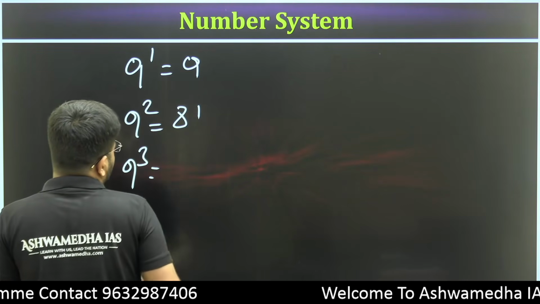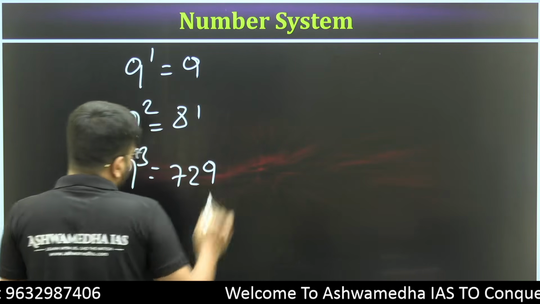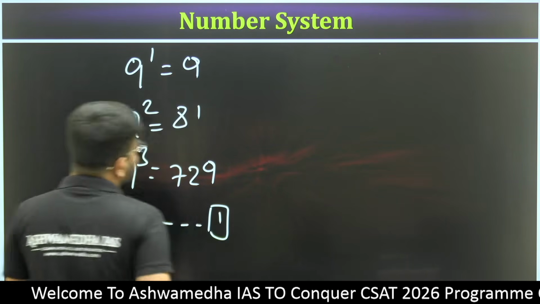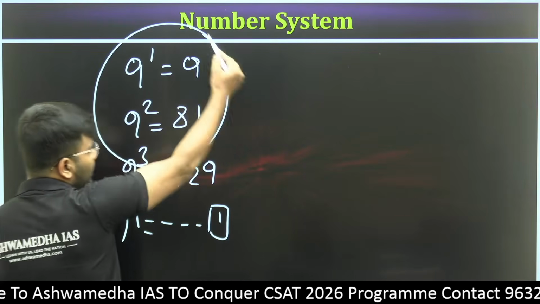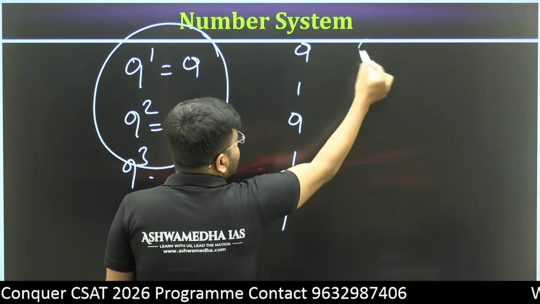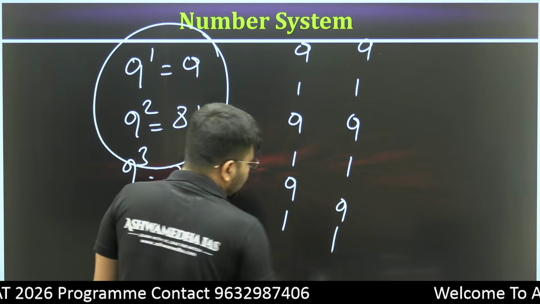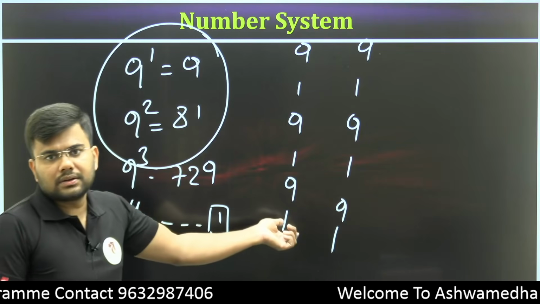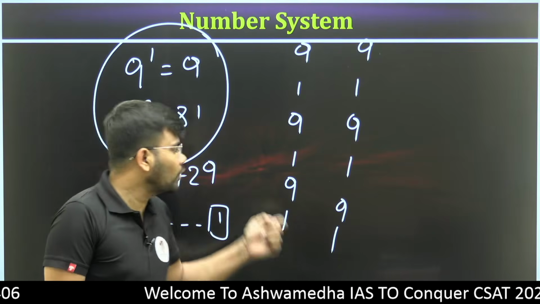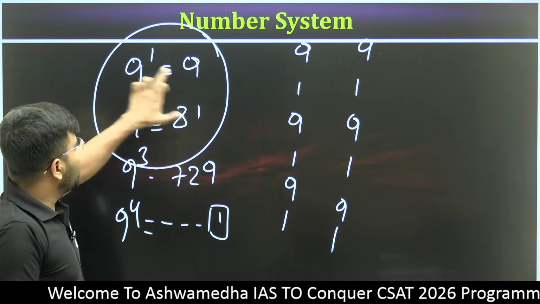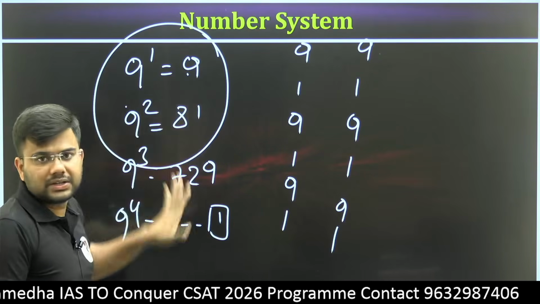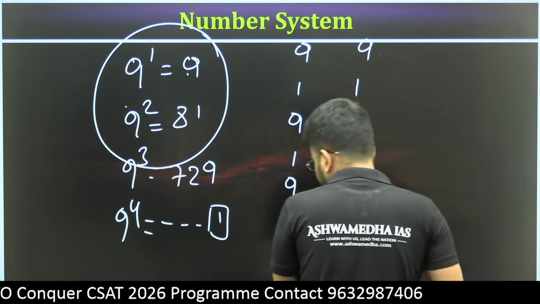If it is 9, 9 power 1 is 9, 9 square is 81, 9 power 3 is 729. Of course 9 power 4 you will get 1. That means the cycle of 9 repeats as 9, 1, 9, 1, 9, 1. If the unit digit is 9, then it repeats in a cycle of 2. If the power is odd, it is 9. If it is even, it is 1. I hope you have got it.